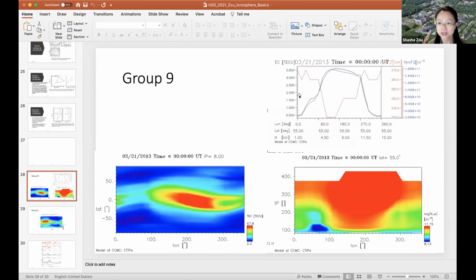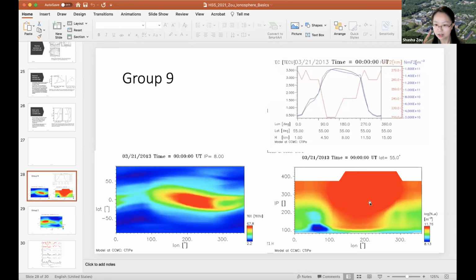Okay, now let's go back to this one here. This one looked at the TEC region at 55 degrees, right? So if you draw a line here around 55, you should be able to see that this reflects a diurnal variation, right here, a diurnal variation of the total electron content.